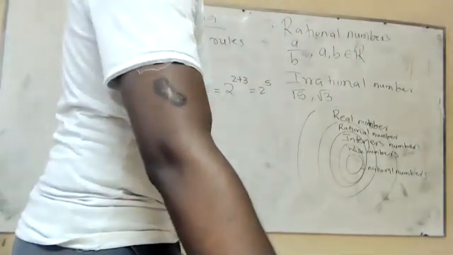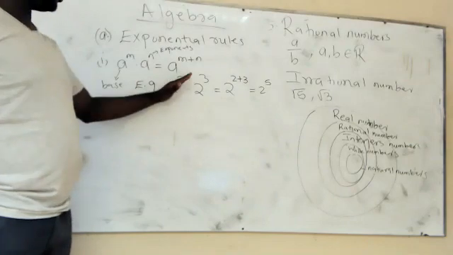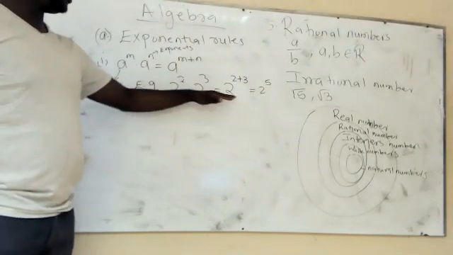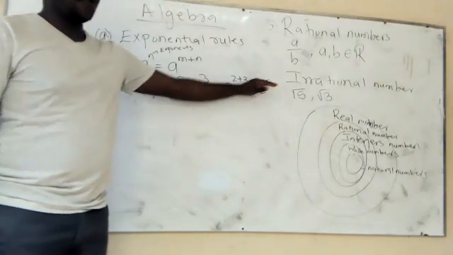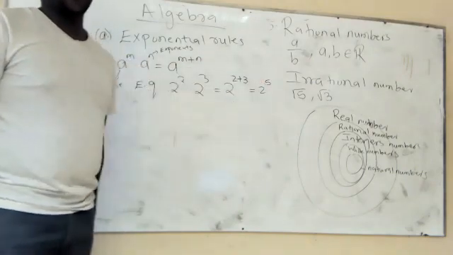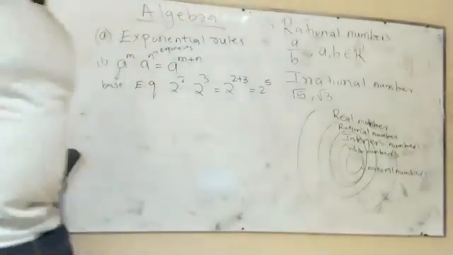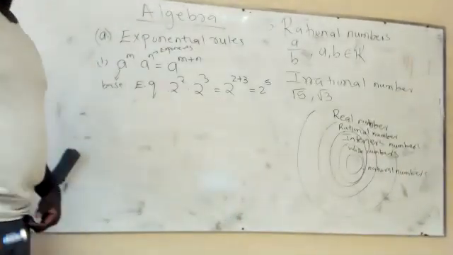So we applied the first rule here. 2 to the power 2 multiplied by 2 to the power 3 gives an answer of 2 to the power 5, because we added 2 and 3, which gives us a 5. Are we all together on that first question?